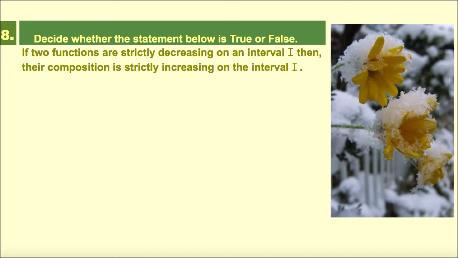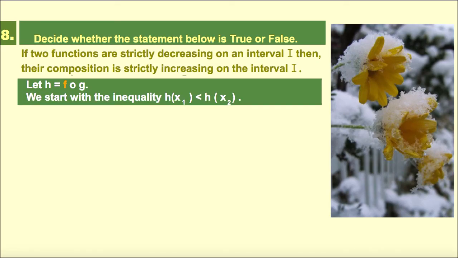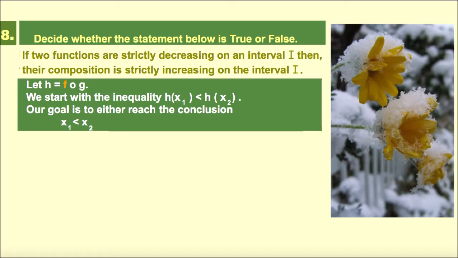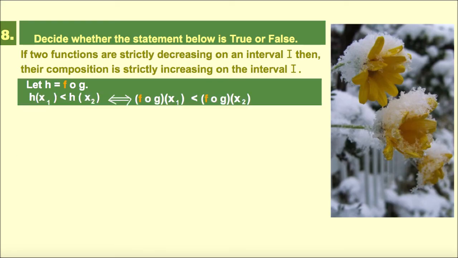Decide whether the statement below is true or false. If two functions are strictly decreasing on an interval I, then their composition is strictly increasing on the interval I. Let h equal f composed with g. We start with the inequality h of x1 is less than h of x2. Our goal is to reach either the conclusion x1 less than x2 or x1 greater than x2 for all x belonging to I.